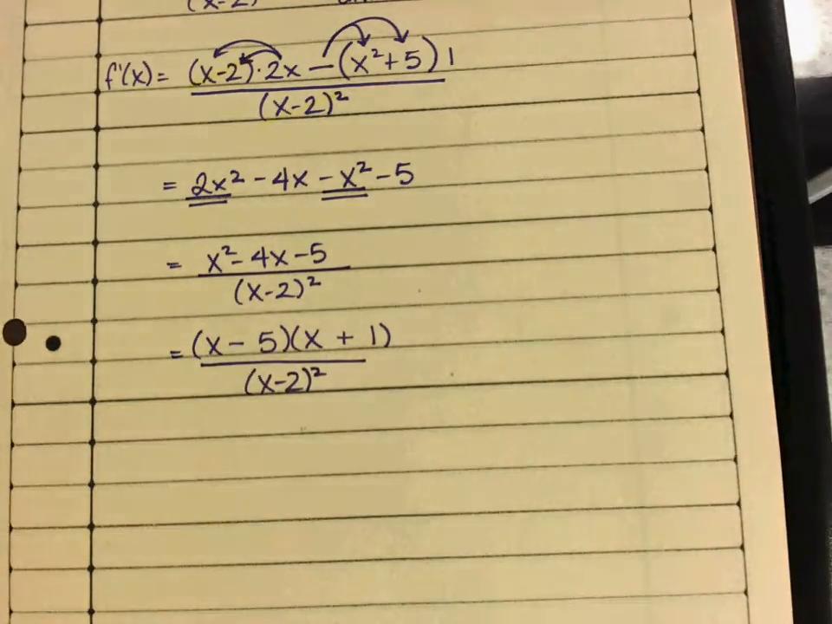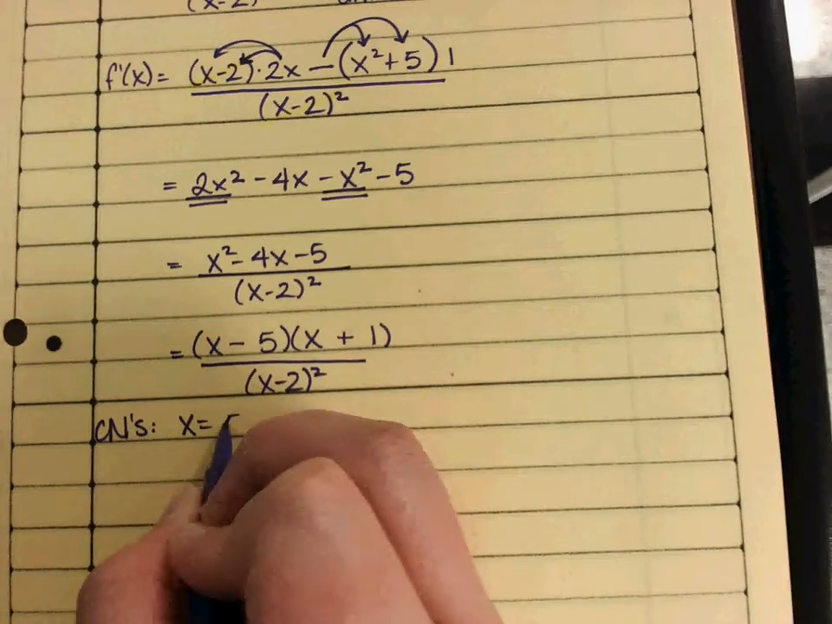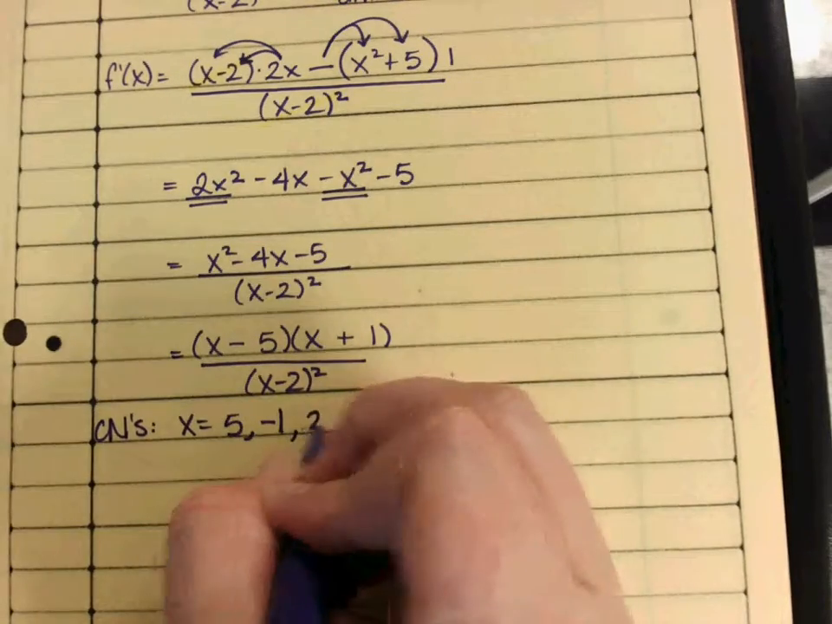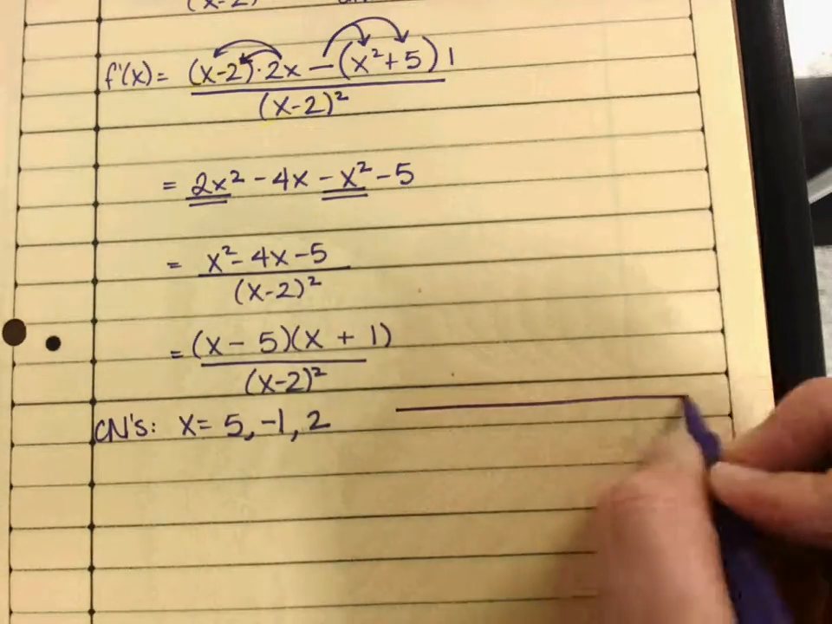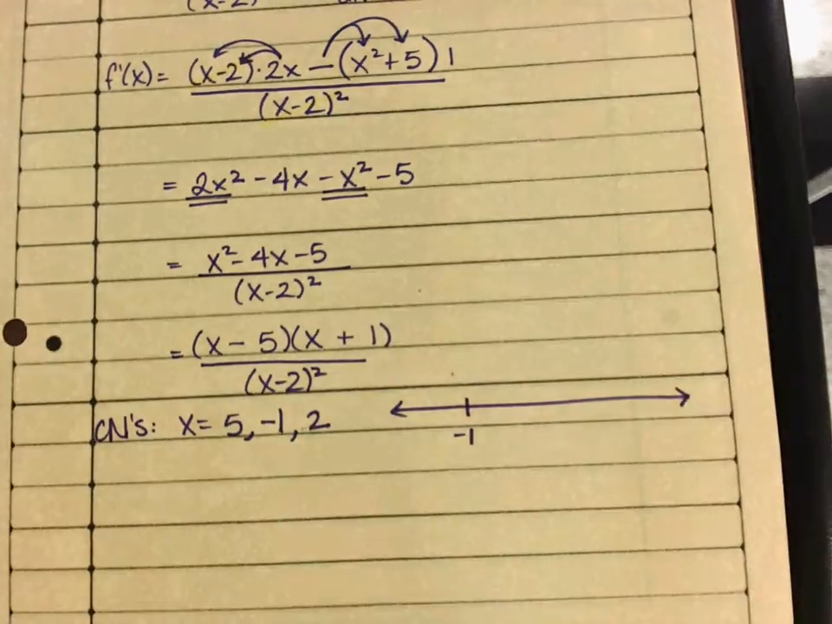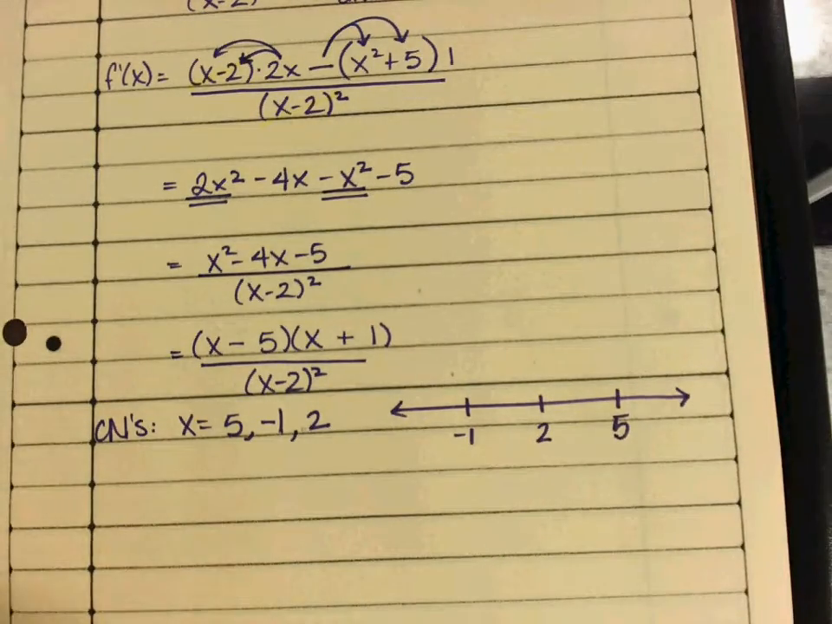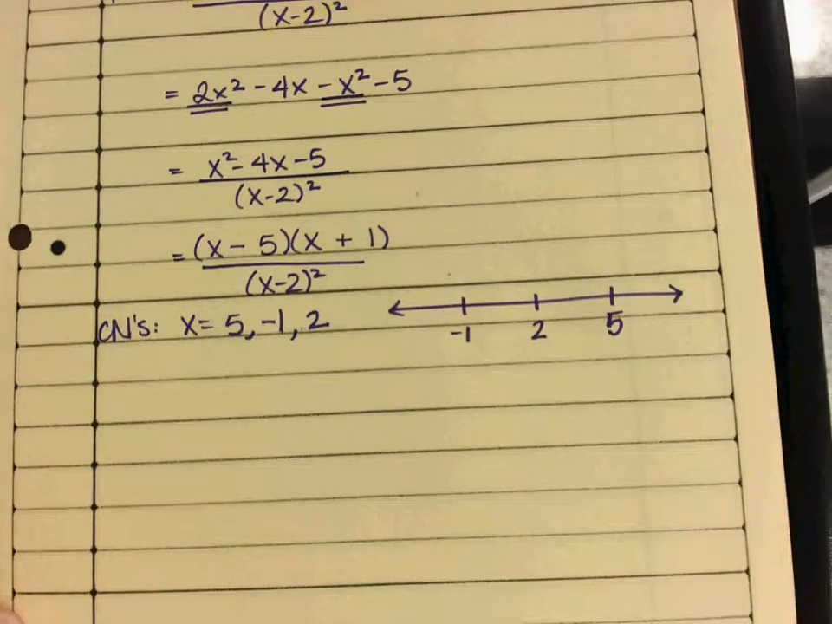Okay, list out your three critical numbers, yes? What are your three critical numbers? Positive 5, negative 1, those are off the top, and then what about the one from the bottom? 2. Now, when you do your number line, make sure you put them in order. So who should be coming first? What's the smallest of those three numbers? Negative 1, then 2, then 5. So if you get critical numbers, remember that they can come from the top or the bottom. Any zeros are going to count.